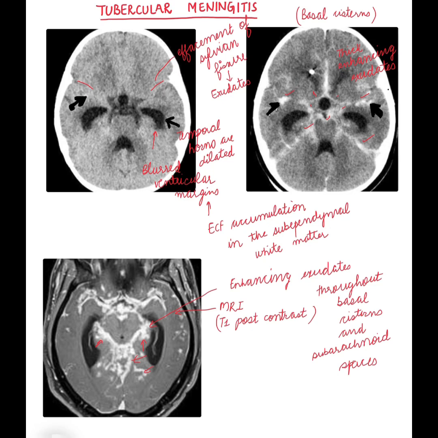In the first image also you have seen the temporal horns are dilated. So hydrocephalus is very common in tubercular meningitis.